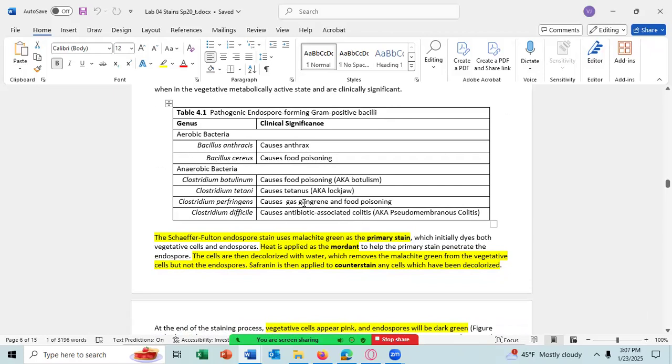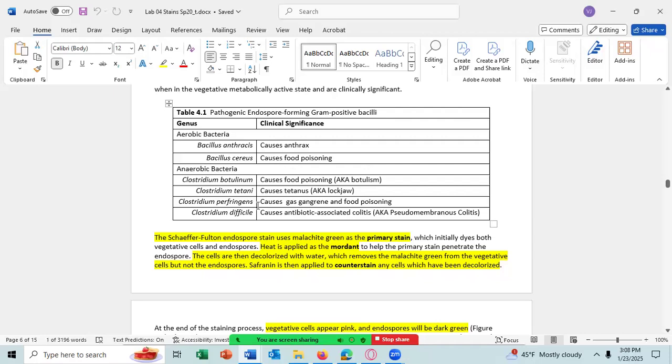Here are some clinically significant pathogens that produce endospores. Bacillus anthracis, Bacillus cereus. Anthracis causes the disease anthrax. Bacillus cereus can cause food poisoning. And then there's also Clostridium botulinum, which causes food poisoning, botulism specifically. Clostridium tetani, which causes tetanus.